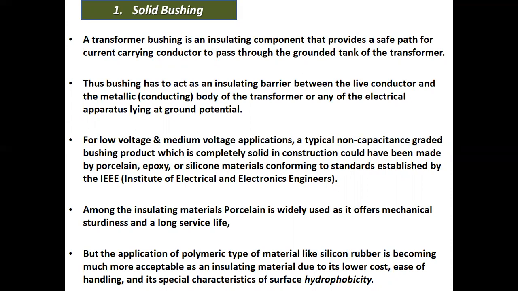For low voltage and medium voltage applications, a typical non-capacitance graded bushing product, which is completely solid in construction, could be made of porcelain, epoxy, or silicone materials conforming to standards established by the IEEE, that is Institute of Electrical and Electronics Engineers. Among the insulating materials, porcelain is widely used as it offers mechanical sturdiness and a long service life. But polymeric materials like silicone rubber are becoming much more acceptable as an insulating material due to lower cost, ease of handling, and the special characteristic of surface hydrophobicity.